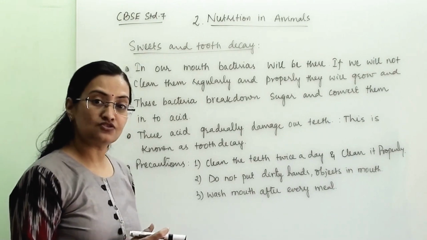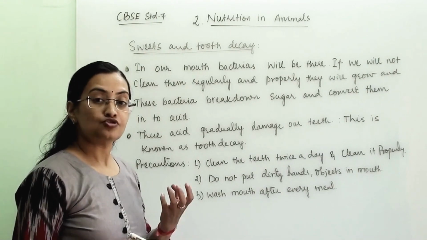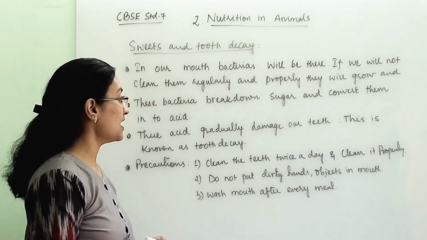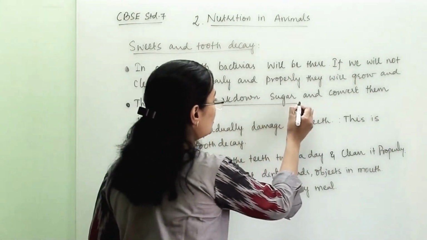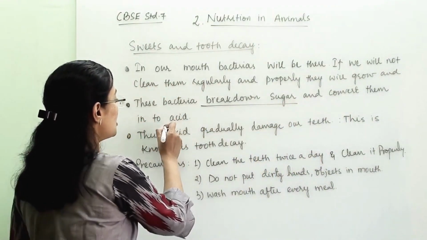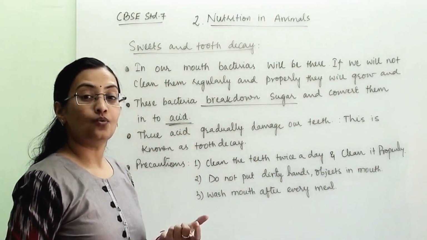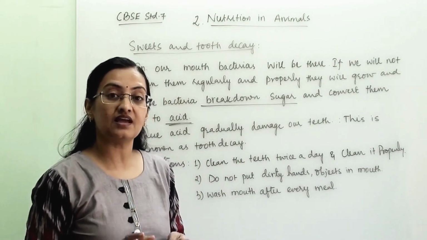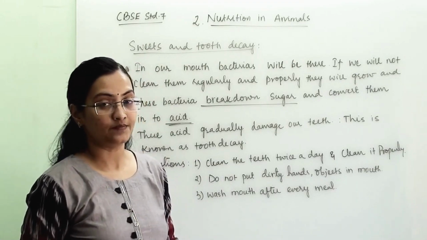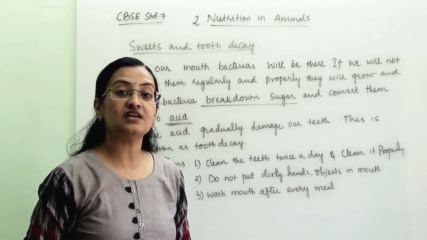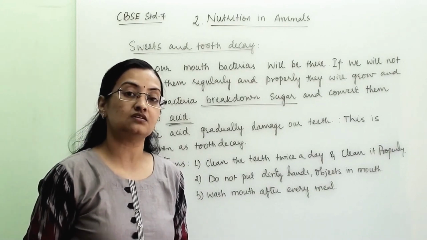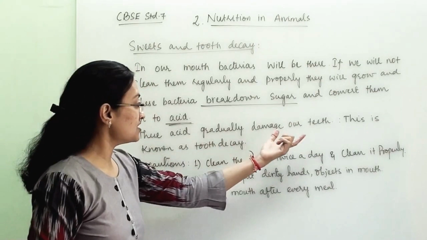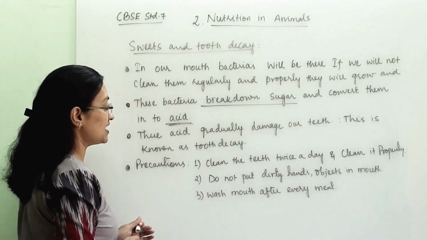So they will eat these food particles, and whatever sugar will be there in this food particle, they will convert this sugar into acid. So they will break down the sugar and convert it into acid. Now this acid will be there on our teeth. This acid will react with our teeth and cause tooth decay, because acids will react with the calcium, and our teeth are made up of calcium. So they will damage our teeth and this is known as tooth decay.